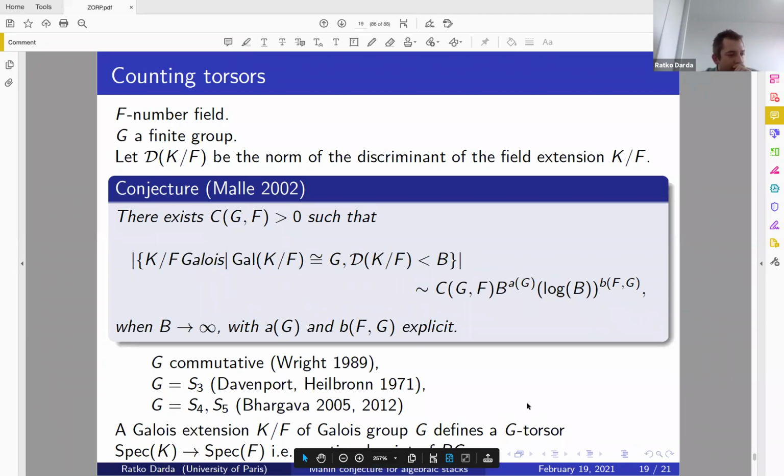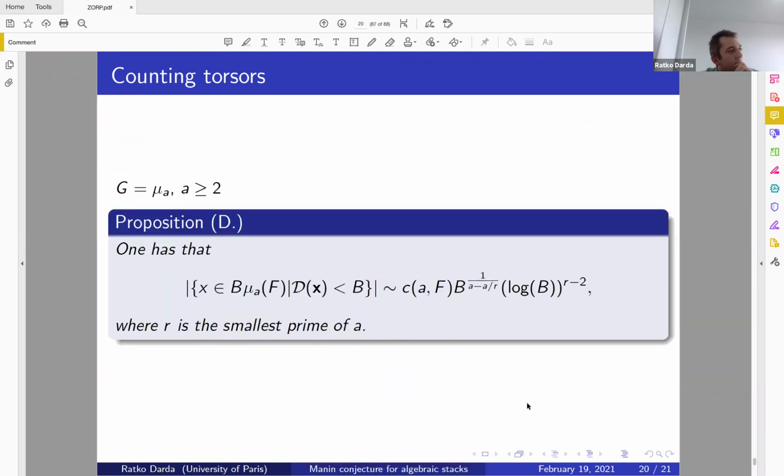And now we did some counting for torsors. For example, we did the counting for this group scheme, and we prove that the following asymptotic is satisfied. We use the same method that we used for the proof of the Manin conjecture. And this asymptotic is the same as in Wright. Here we get the same exponent. But the counting is different if mu A is not Z over AZ, that is, if the field does not contain all A-th roots of 1.